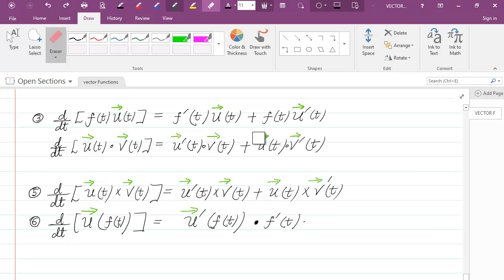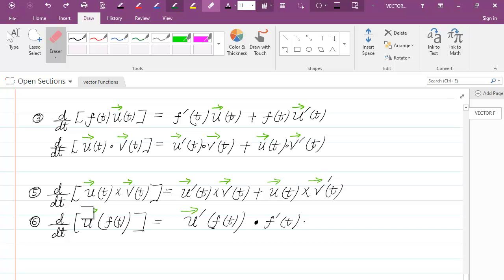The derivative of the dot product of two vector functions is equal to u prime of t dot product with v of t plus u of t dot product with the v prime of t. Again, this is exactly like the product rule. The only difference is we are using dot product here.